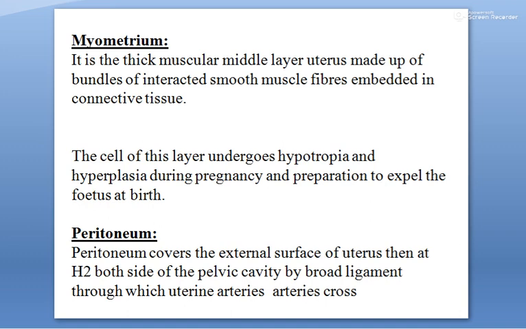And the last one is the peritoneum. The peritoneum is the outermost layer of the uterus. It covers the external surface of the uterus, which is attached to both sides of the pelvic cavity by broad ligaments through which the uterine arteries cross. Basically, it is the outermost layer and it works for protection of the uterus.